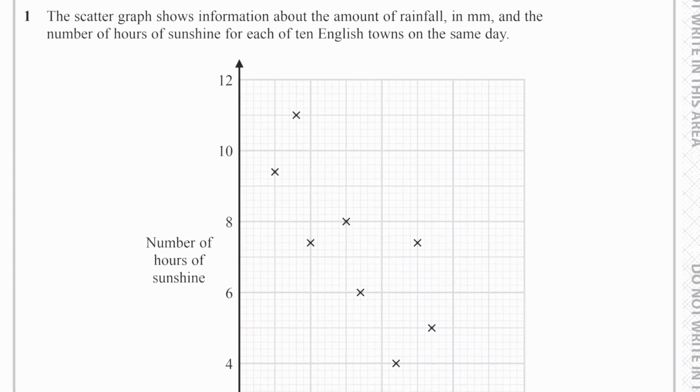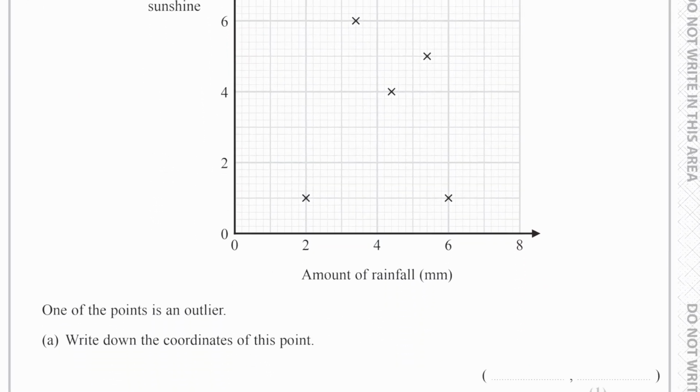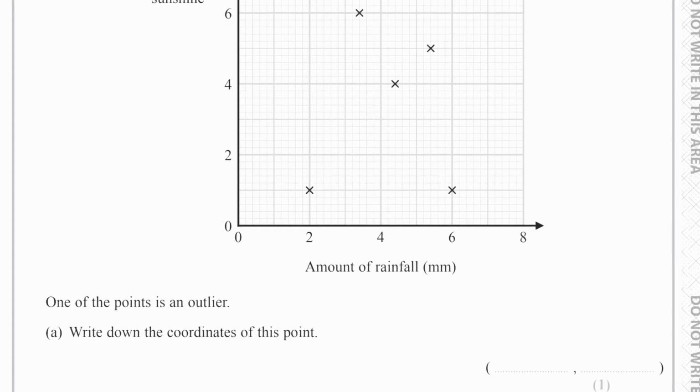So question 1 then. The scatter graph shows information about the amount of rainfall in millimeters and the number of hours of sunshine for each of 10 English towns on the same day. You can see we've got a nice graph here. One of the points is an outlier. Write down the coordinates of this point.